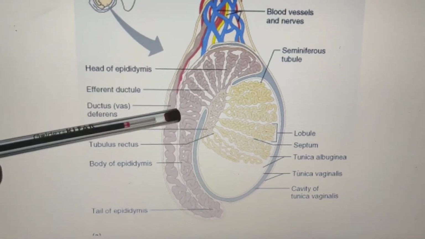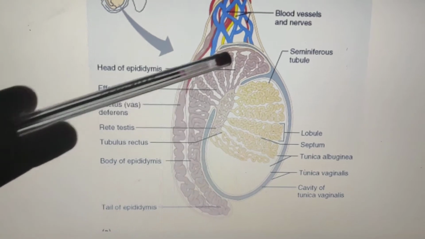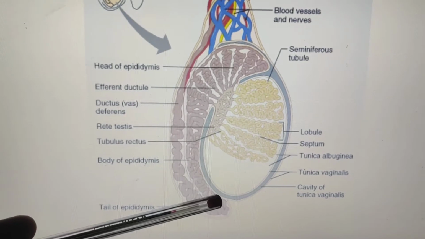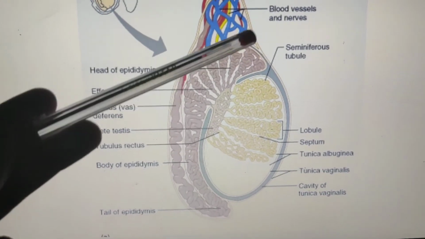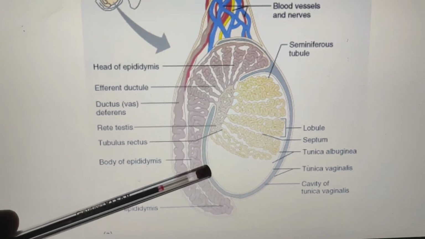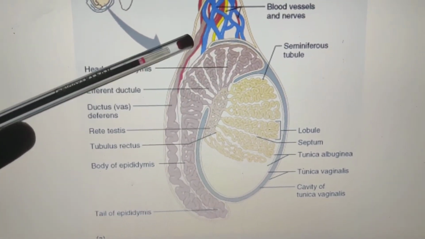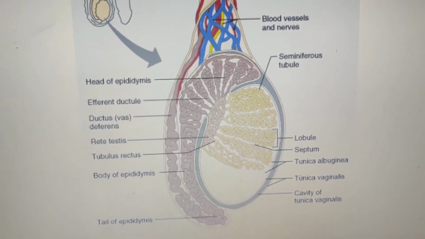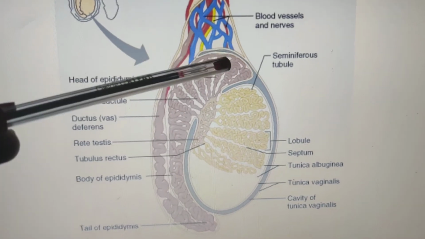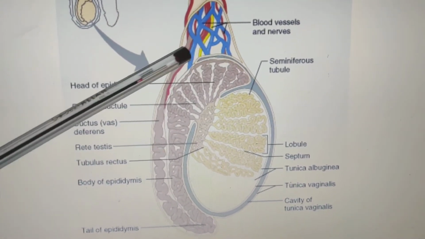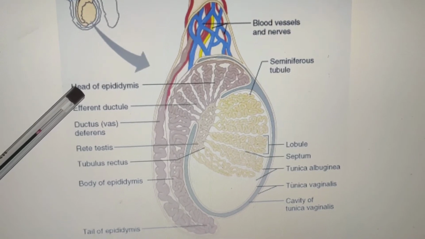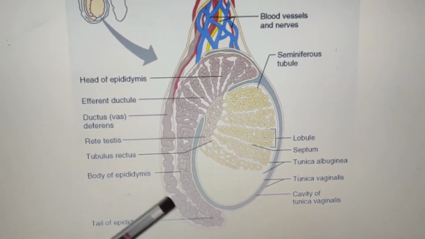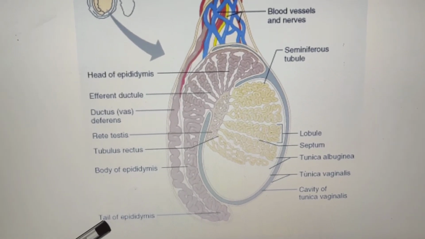These vas efferens through epididymis part, this whole part is starting from here till this end. This whole part is epididymis. These tubules through epididymis open into a tube-like structure which was termed as vas deferens. This part of epididymis is termed as head of epididymis. This part is termed as body of epididymis. This last part is termed as tail of epididymis.